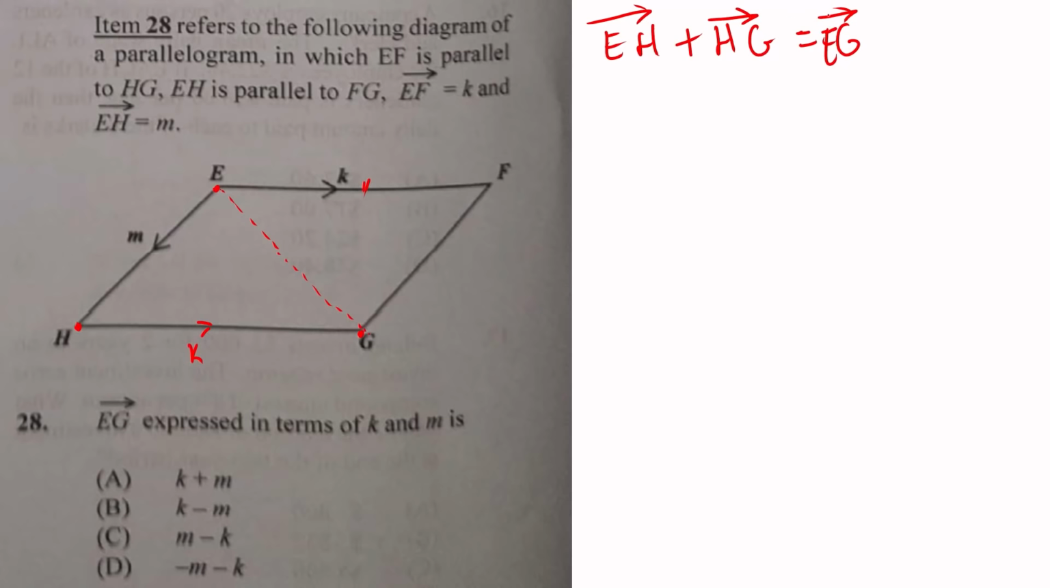So from E to G, sorry, E to H is M, and H to G is K. So therefore, M plus K or K plus M gives us EG. So therefore, our answer is going to be A.